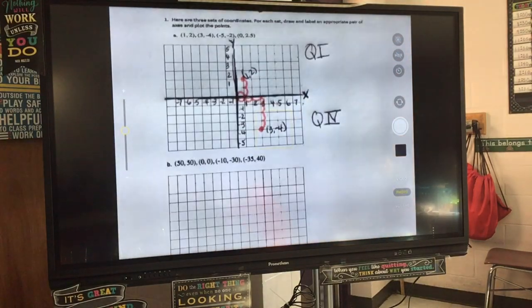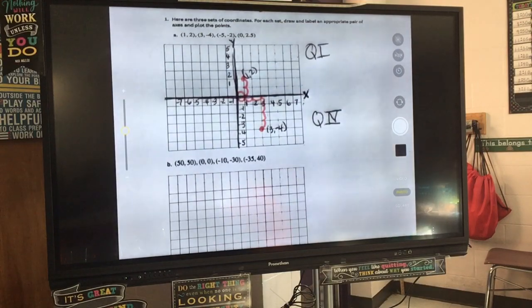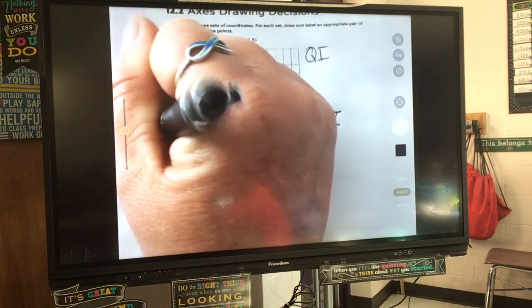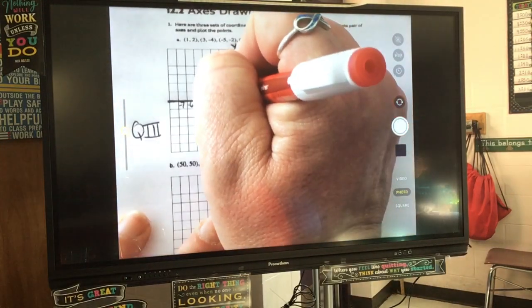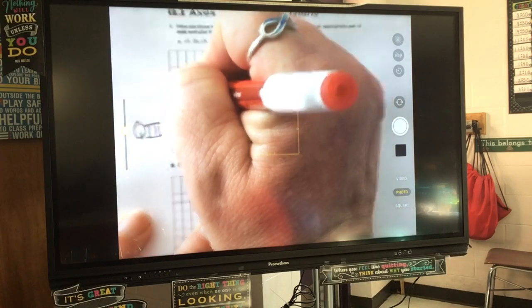Okay. The next one is -5, -2. Tell me what quadrant I'm gonna be in and how do I get there, Lily? You're gonna go to quadrant 3. And if you go to the left 5, and then down 2.